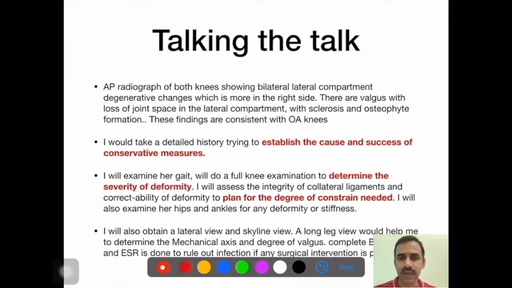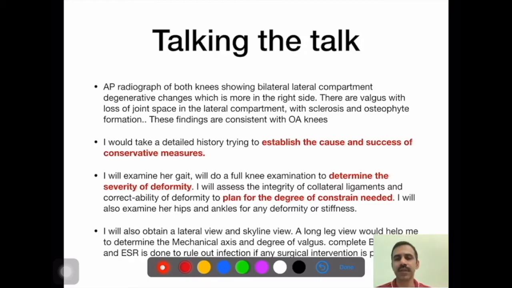I would take a detailed history to establish the cause and the success of conservative measures. I will examine the patient's gait. We'll do a full knee examination to determine the severity of the deformity. I will assess the integrity of the collateral ligaments and correctability of the deformity to plan for the degree of constraint needed. I will also examine her hips and ankle for any deformity or stiffness. I will also obtain lateral view and skyline view. A long leg view would help me to determine the mechanical axis and the degree of the valgus.